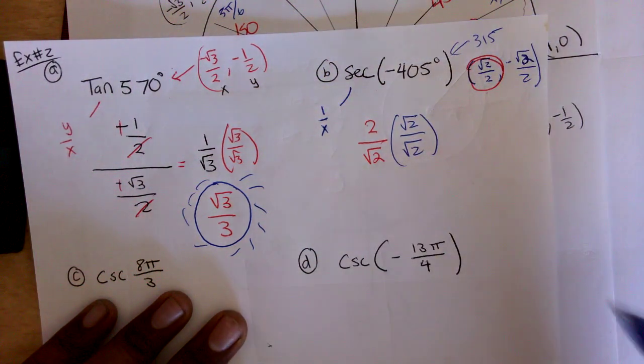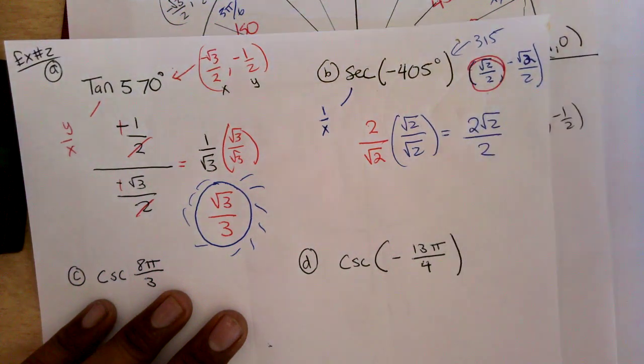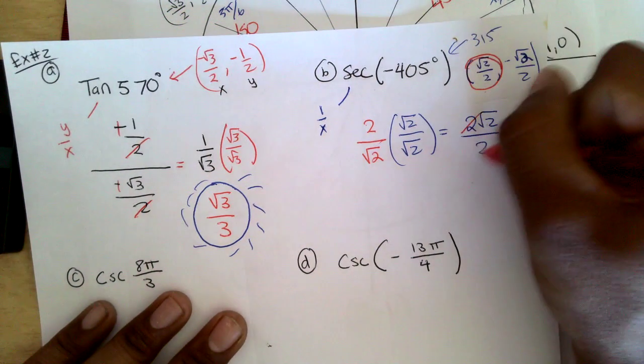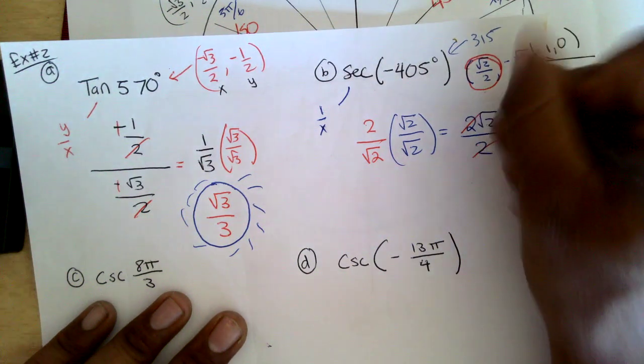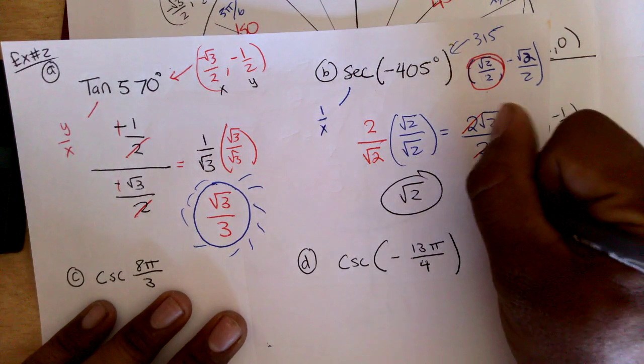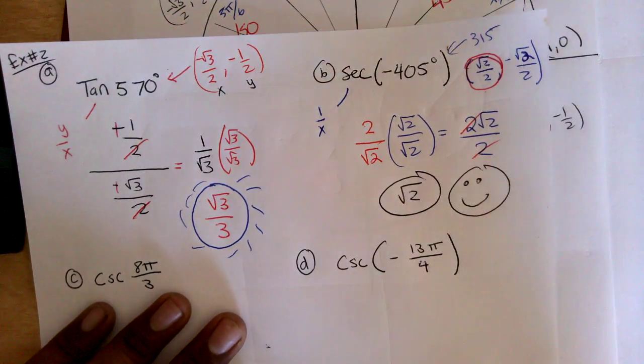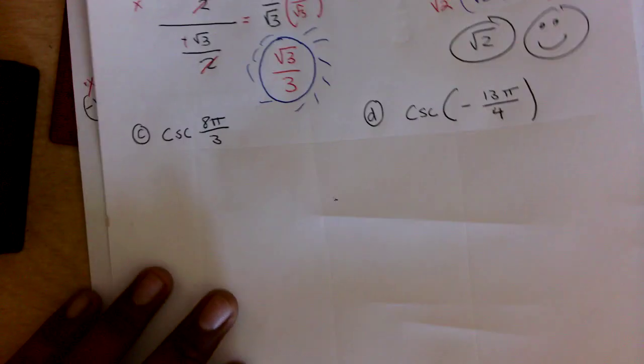What the heck is that? That was scary. Okay, so 2 over root 2 over 2. Those 2's go goodbye, and we're left with just straight up root 2. All right. That's a smiley face.